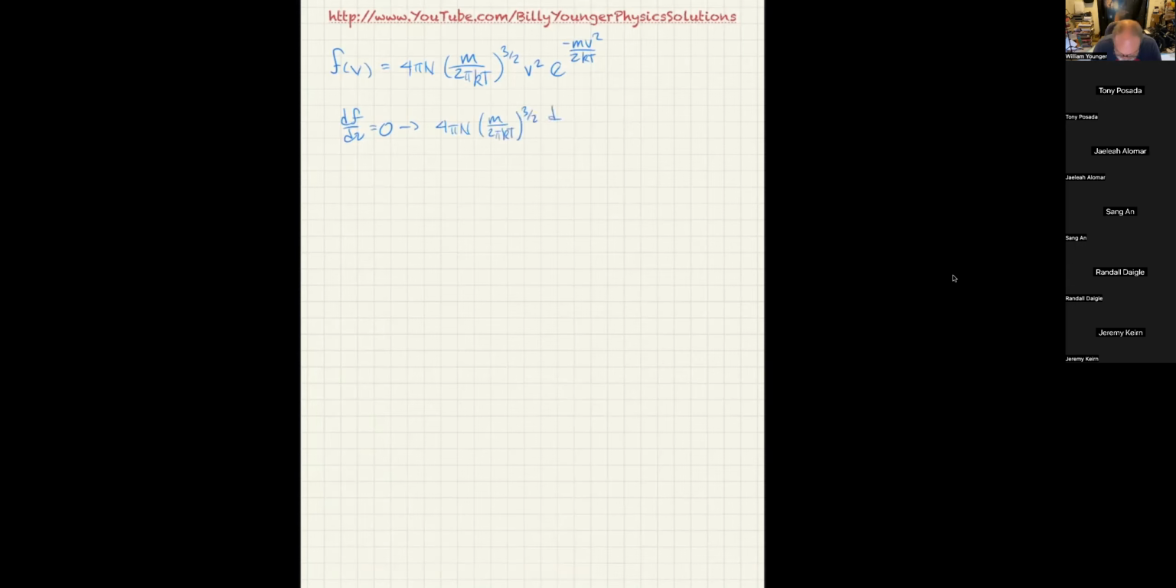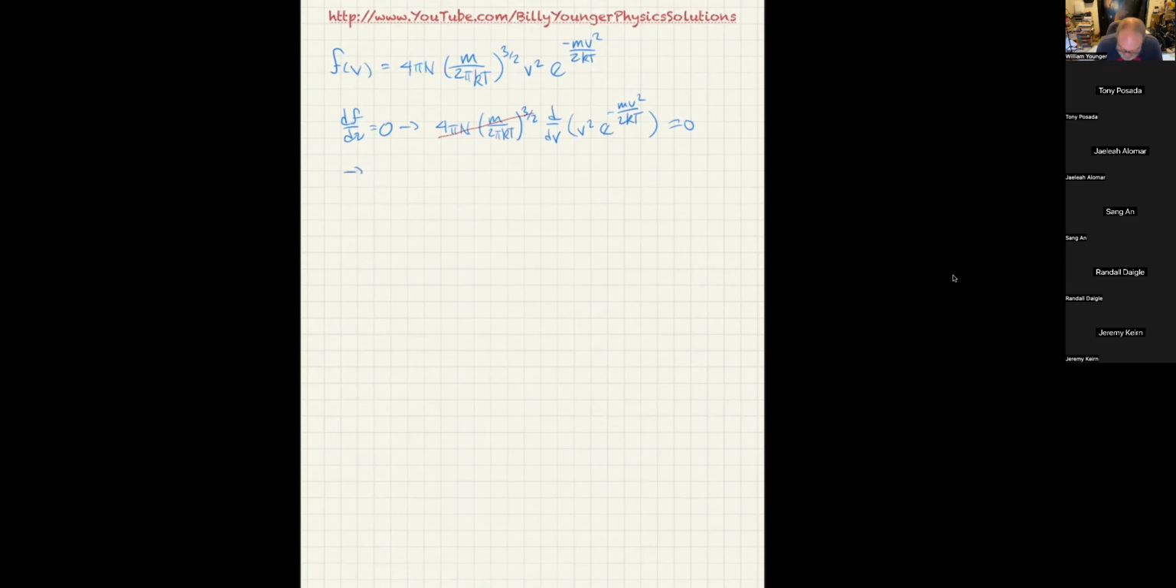Then I'm going to say d/dv of v squared e to the negative mv squared over 2kT, and all that will be set equal to 0. Obviously, you can divide through by this part, and you'll just have the derivative of that equal to 0. Now, that's a product, so that's pretty straightforward.